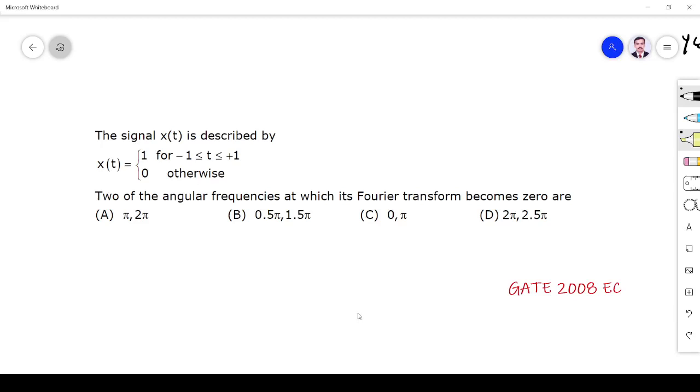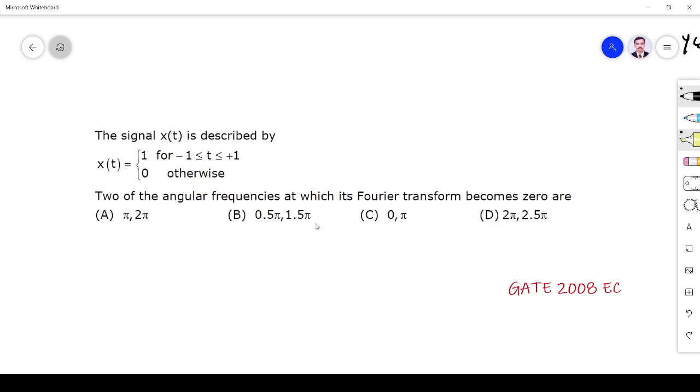Hi friends, in this video let us solve the simplest related question asked in GATE 2008 EC paper. The question is, the signal x of t is described by x of t is equal to 1 for t varies from -1 to +1 and 0 otherwise. Choose the angular frequency at which Fourier transform becomes 0.